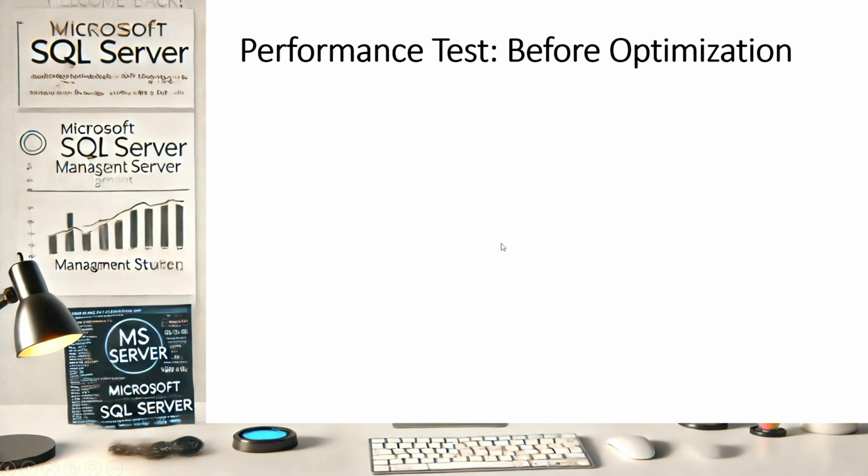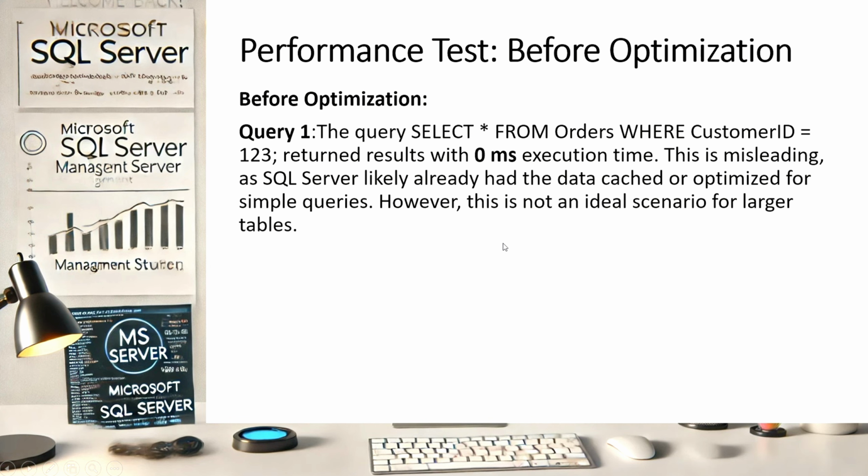Performance test, before and after optimization. Before optimization, query 1, the query select asterisk from orders where customer ID equals 123, returned results with 0 milliseconds execution time. This is misleading, as SQL Server likely already had the data cached or optimized for simple queries. However, this is not an ideal scenario for larger tables.